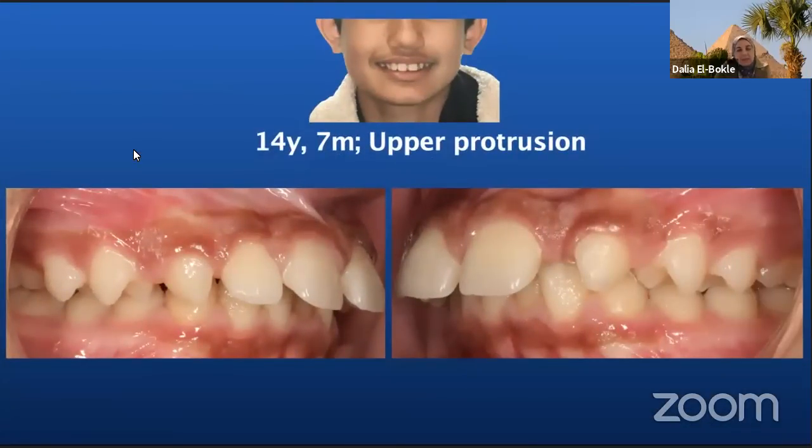This is my last case here. This is a boy about almost 15 years old, again complaining of upper protrusion. And you can see how he has a bilateral scissor bite, an increased overjet of about 10 millimeters, as well as a deep overbite. So it was a very tough case.